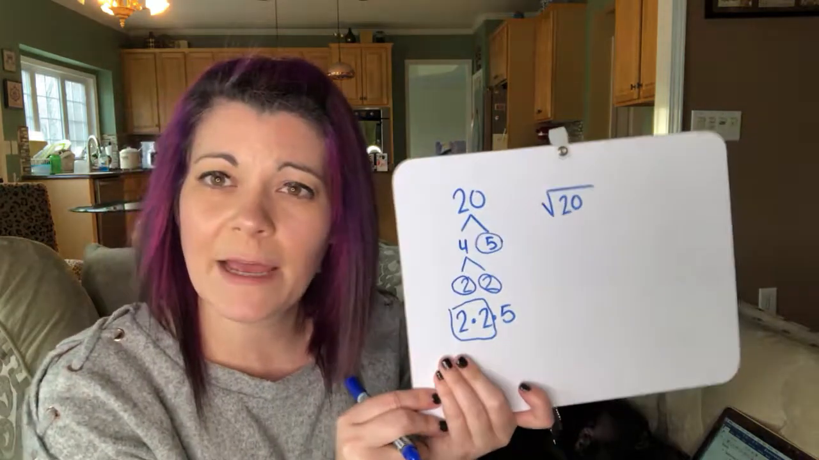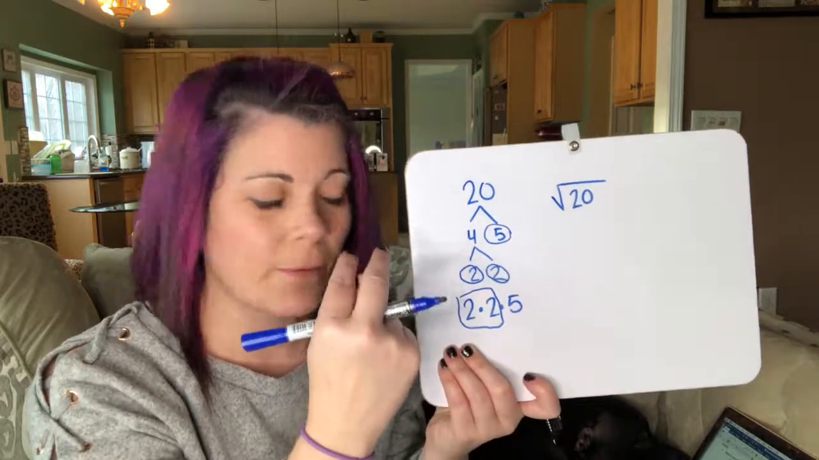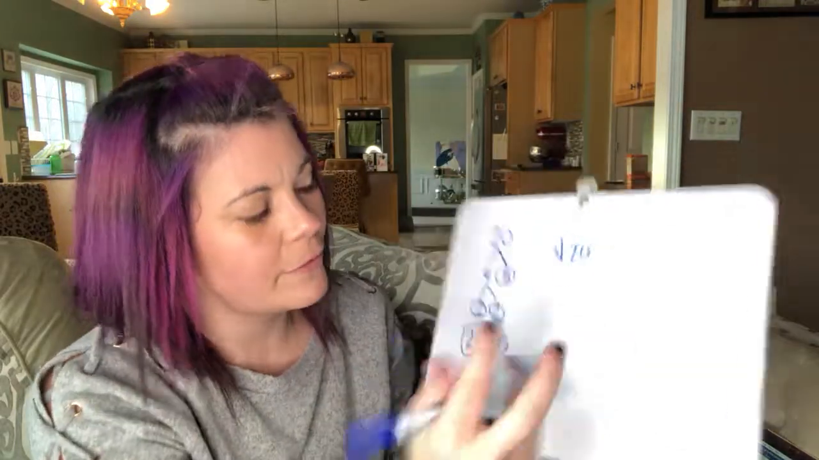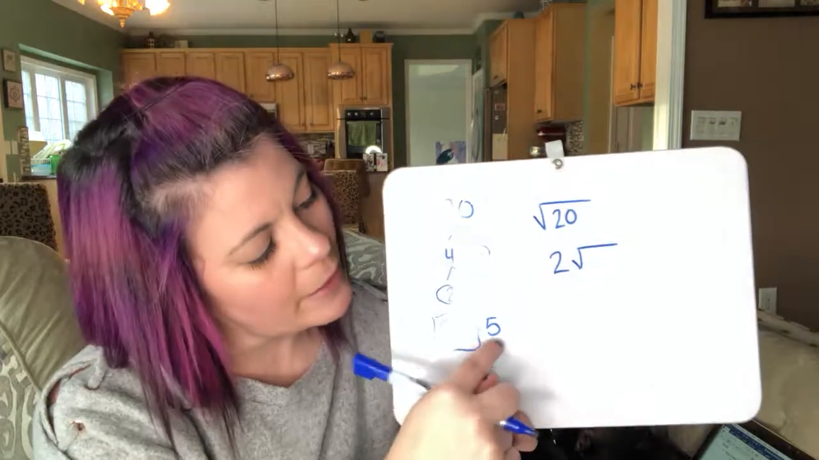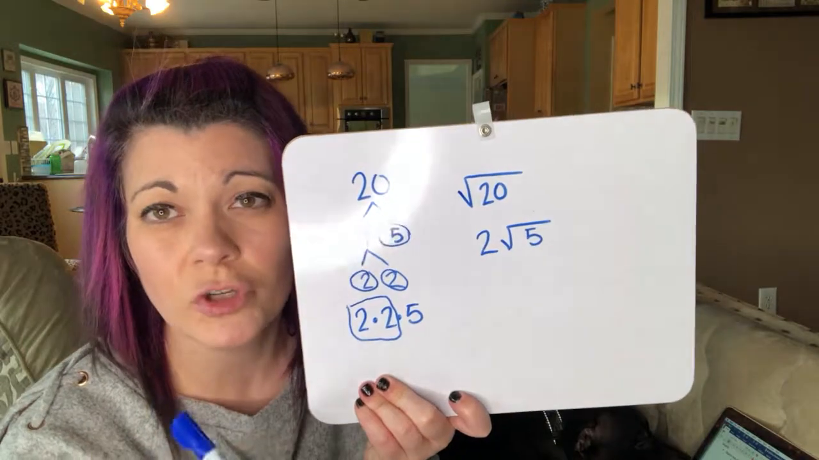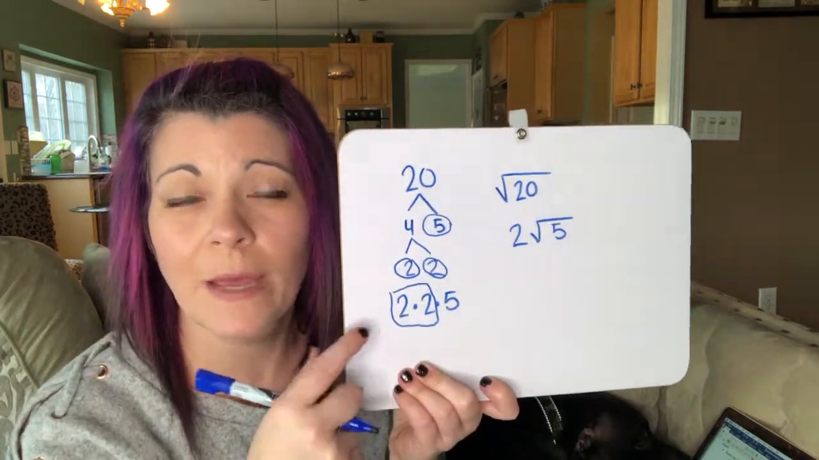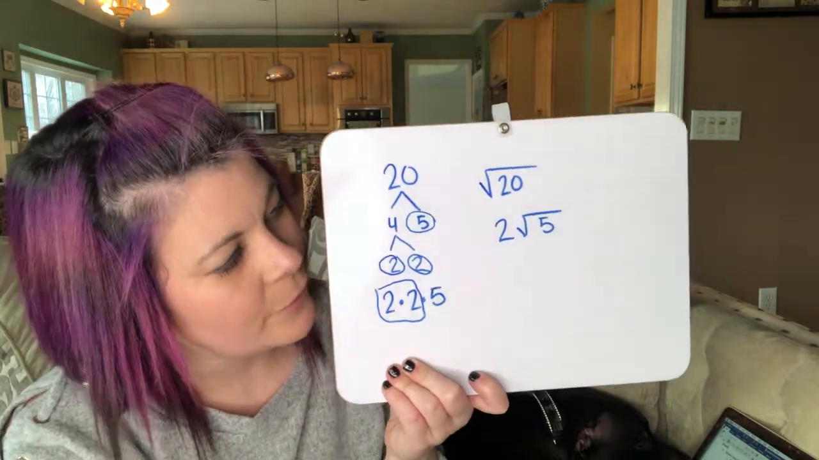When I identify a pair, I can take that number out of the radical. So I can take a 2 out of the radical, and then I'm left with whatever doesn't have a pair. So I'm left with 5. 5 doesn't have a pair, so I've simplified the square root of 20 into 2 square root of 5, because 2 had a pair, so I can take that 2 out of the radical, and then square root of 5.